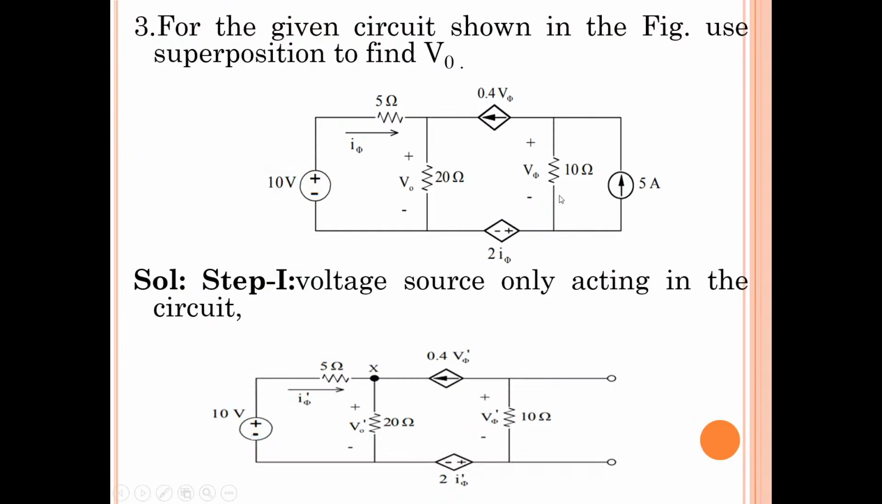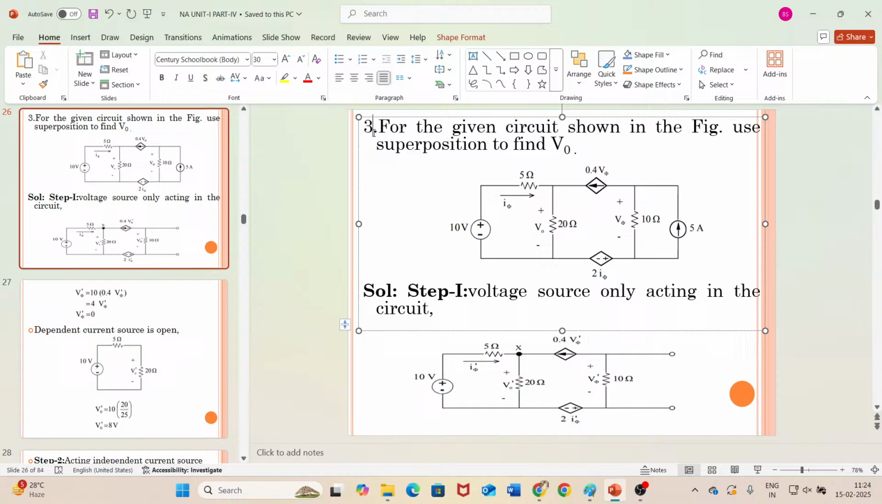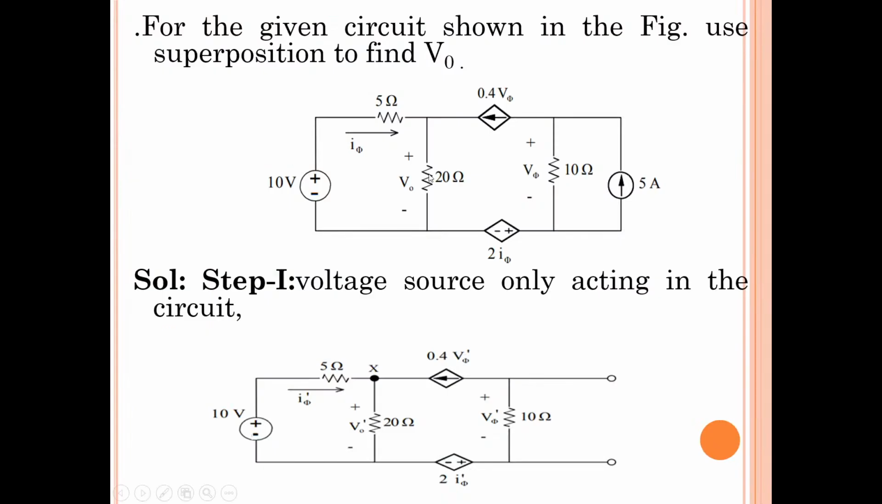Okay. So this is our next problem. I'll just remove this numbering. No need of numbering. This is our problem. I want to verify superposition theorem using dependent sources. You can write down the question and copy down the circuit.